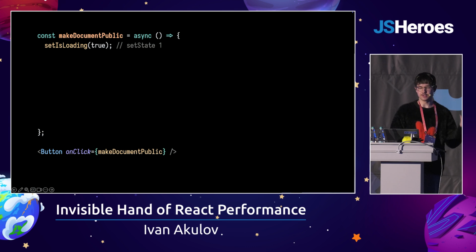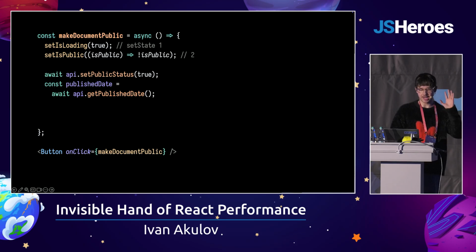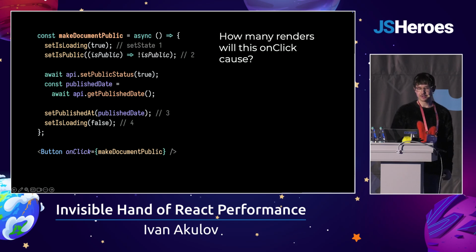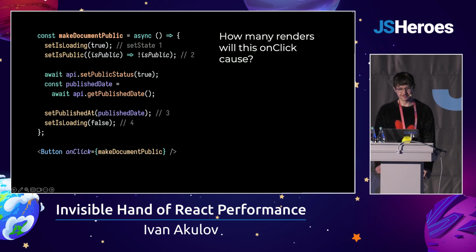It calls setIsLoading true, it flips setIsPublic from true to false or false to true, it calls some APIs, it receives some value from the APIs, then it calls setState for the 3rd time to set the value received from the APIs, and it calls setState for the 4th time, setIsLoading false. So 4 setState calls. setIsLoading, setIsPublic, setPublishThat, setIsLoading again. The question is, how many renders will this onClick cause?